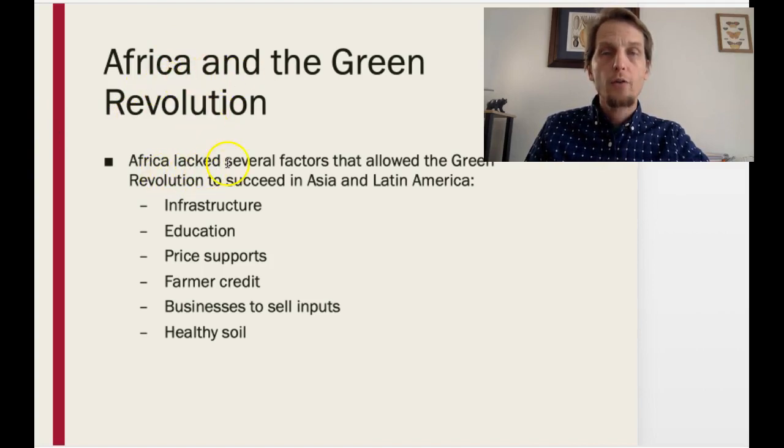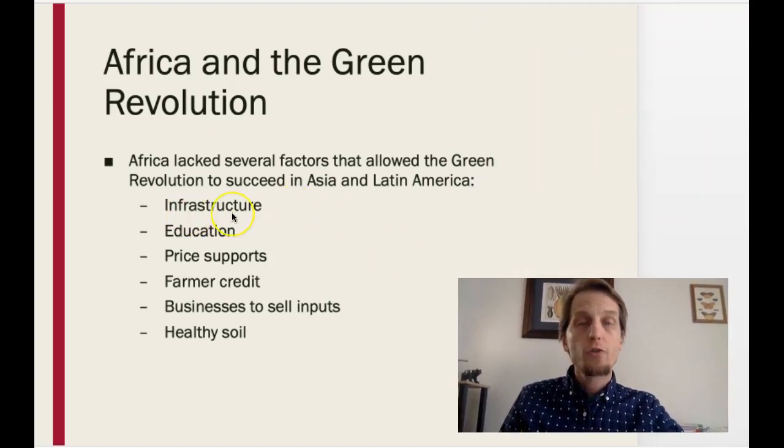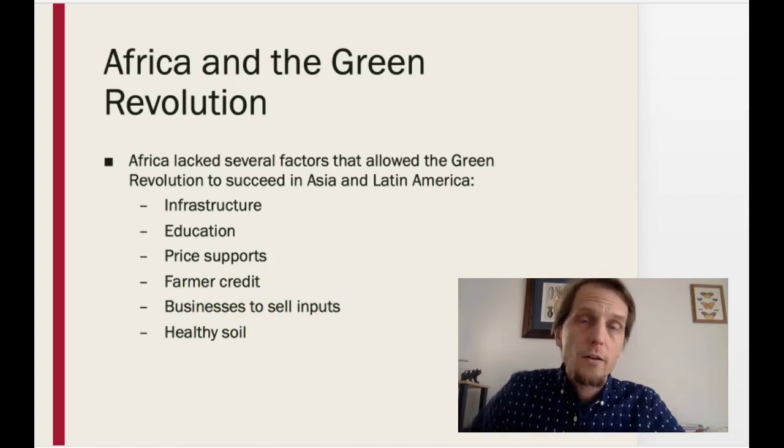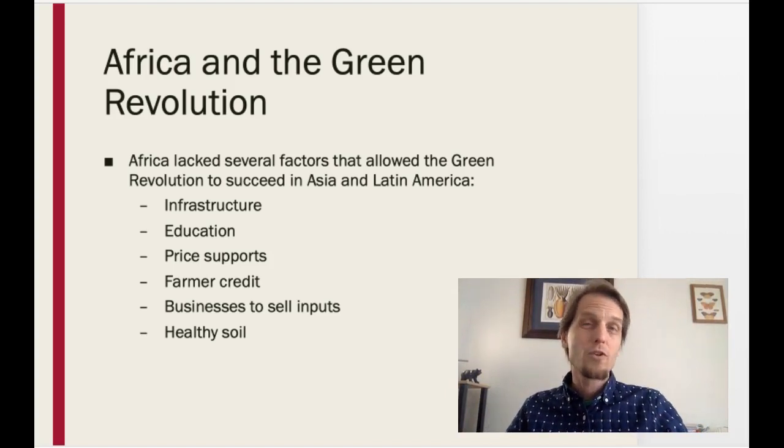Africa and the Green Revolution. Africa lacked several factors that allowed the Green Revolution to succeed in Asia and Latin America. There was no infrastructure, remember, roads and access, education, price supports, farmer credit, businesses to sell these inputs, healthy soil. You do have to have arable land, and it seems India still has some arable land. Africa is going to desertification, which is a topic we'll talk about in coming lectures. It's just very hard to grow there.